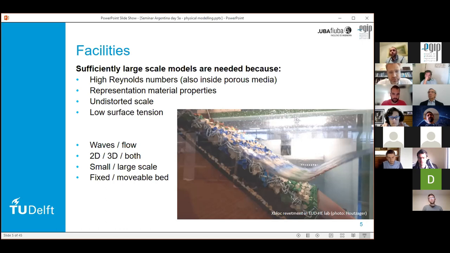And the typical thing that we want to test for coastal structures are waves. Sometimes we add some flow. We can look at problems in 2D in a flume or 3D in a basin. And often you do both. And then another thing is small scale and large scale. For instance, some problems are first studied at small scale, and then later on the final validation of a few cases is done at large scale, because it's typically very expensive, so you don't want to do too many tests like that. And of course, we can have a fixed bed. Typically, we use a fixed bed for the structures, but sometimes we also use a movable bed, for instance, to look at scour.